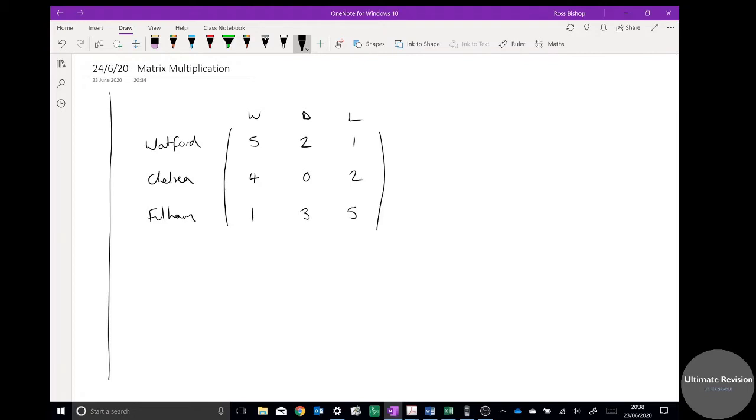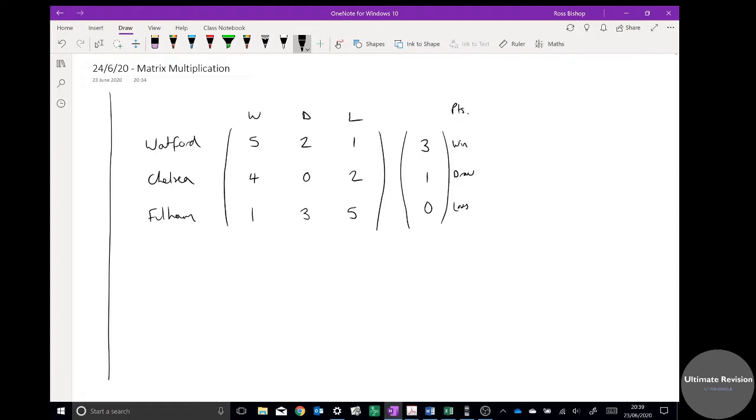Okay, now next to that, I'm going to do a secondary matrix which tells us what each point is worth. And I've got to write it in this specific order through notation. So 3, 1, 0. What that means is the first lump is the points for a win, points for a win, a draw, and a loss. Anyone who follows football, you get 3 for a win, 1 for a draw, and 0 for a loss.